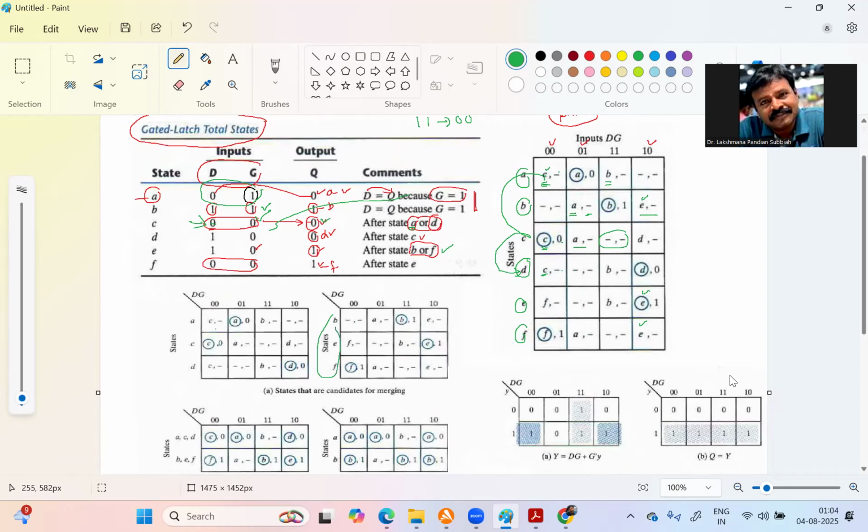Then if you are merging, here we are merging ACD. ACD is merged because ACD is somewhat similar state. So then ACD is merged and you give the reference. So you are merging C comma 0, then this is A comma 0, then this is B comma dash.